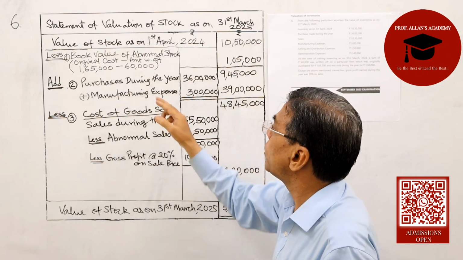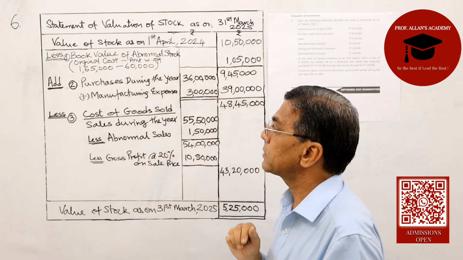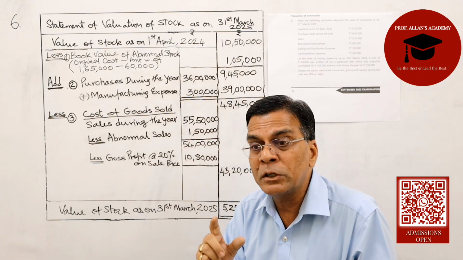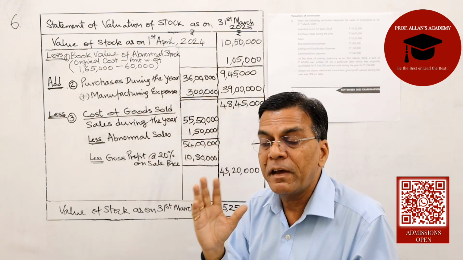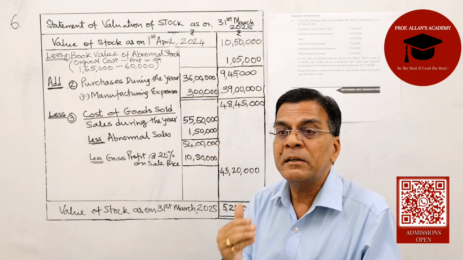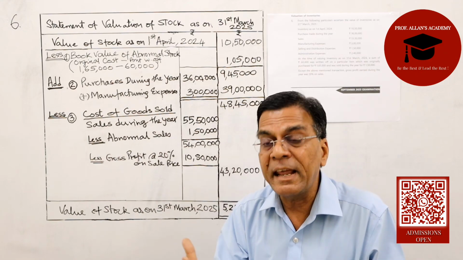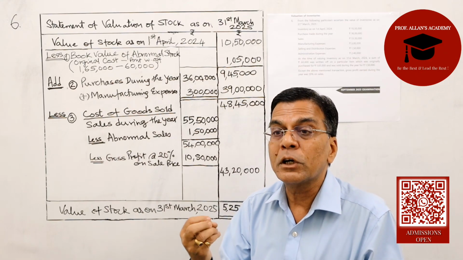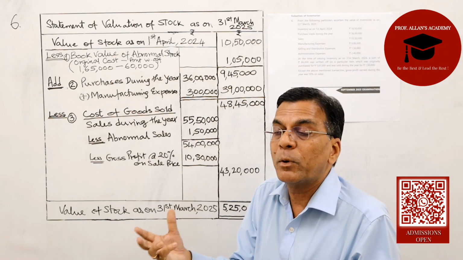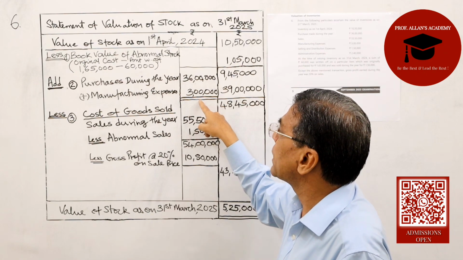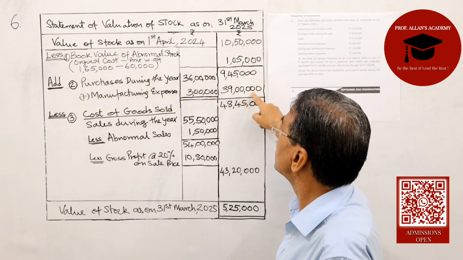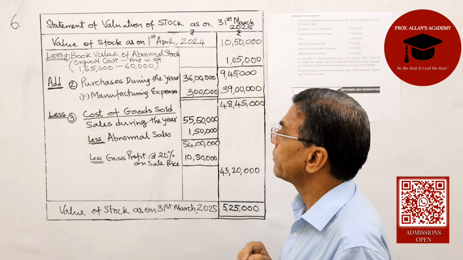Then I'm making purchases during the year, 36 lakhs, and the manufacturing expenses incurred is 3 lakhs. That's why you need to know your concepts very, very clear. These purchases may be of raw materials. When I spend manufacturing expenses, only then it gets converted into the cost of my finished goods, or the cost of the goods that I would propose to sell. So I have added the manufacturing expenses, 3 lakhs. So the value of my purchases of the goods produced is 39 lakhs.